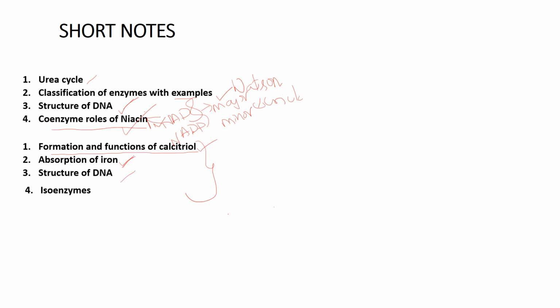Again, structure of DNA is asked. Isoenzymes are also repeated. Isoenzymes, as I told you, LDH, creatine kinase, alkaline phosphatase, and then amylase. So these are the expected enzymes for isoenzymes.